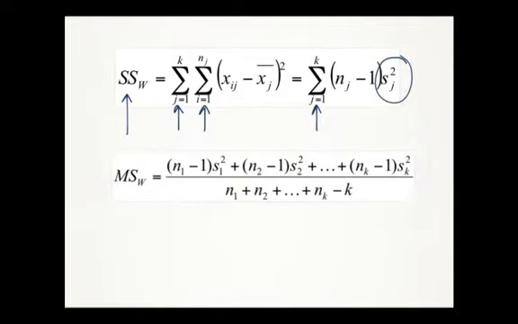Okay, so this MSW is the mean square error with, and then it's the within group. Okay.